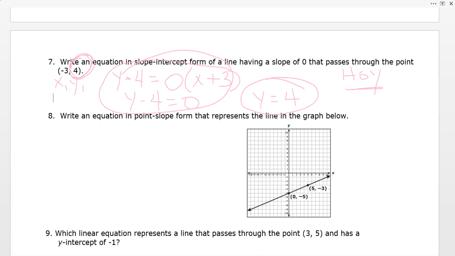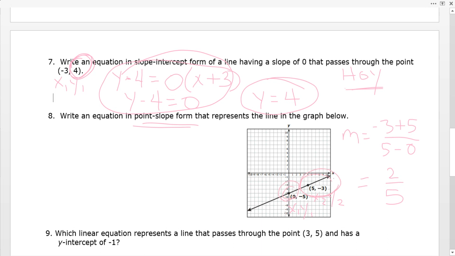Okay, so now we need to do point slope for this graph, and we have 2 points, but we do not have the slope. So let's find the slope. I'm going to call this one x1, y1, x2, y2. So I have negative 3 plus 5 over 5 minus 0 equals 2 over 5.